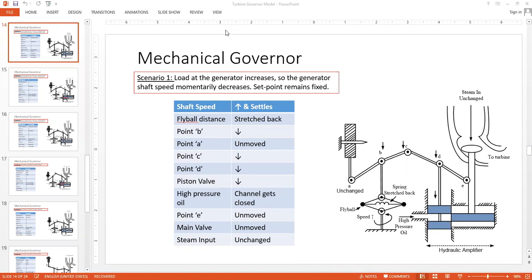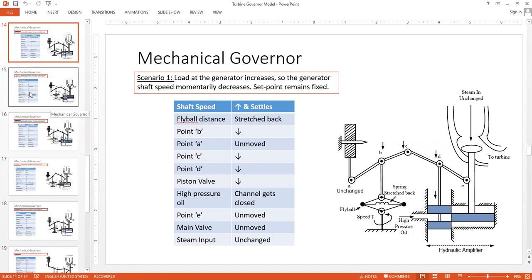So, in the last class, we were discussing the dynamic modeling for a flyball type governor system. Specifically, we were looking at different scenarios associated with the operation of the flyball type governor. We actually took examples of probably 3 different scenarios out of 4 that I targeted to discuss.